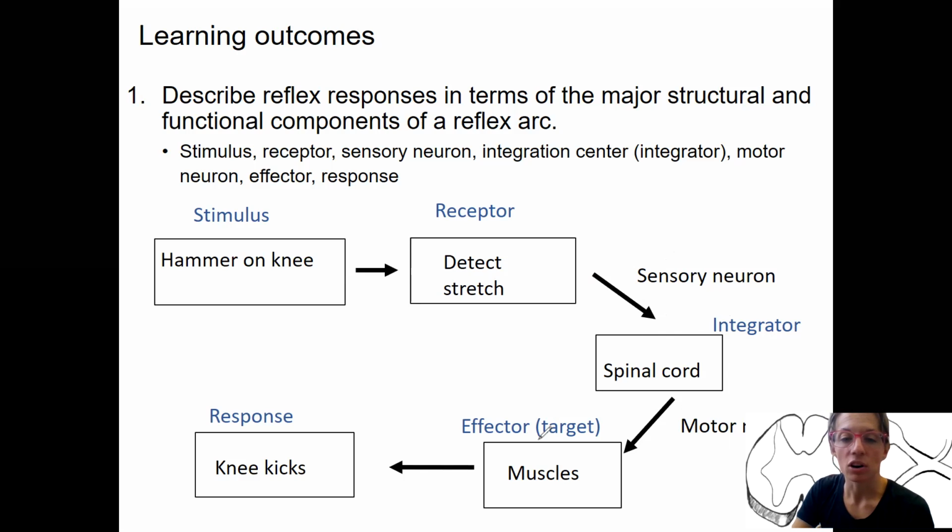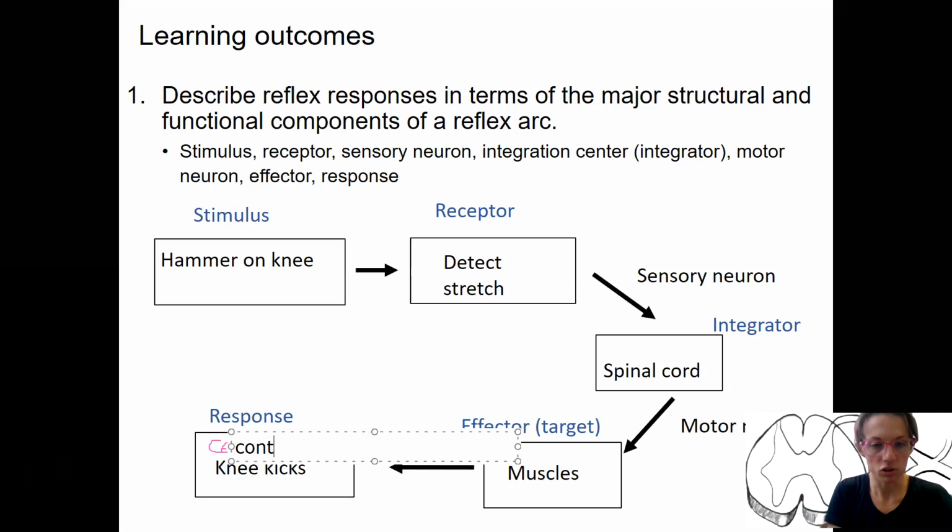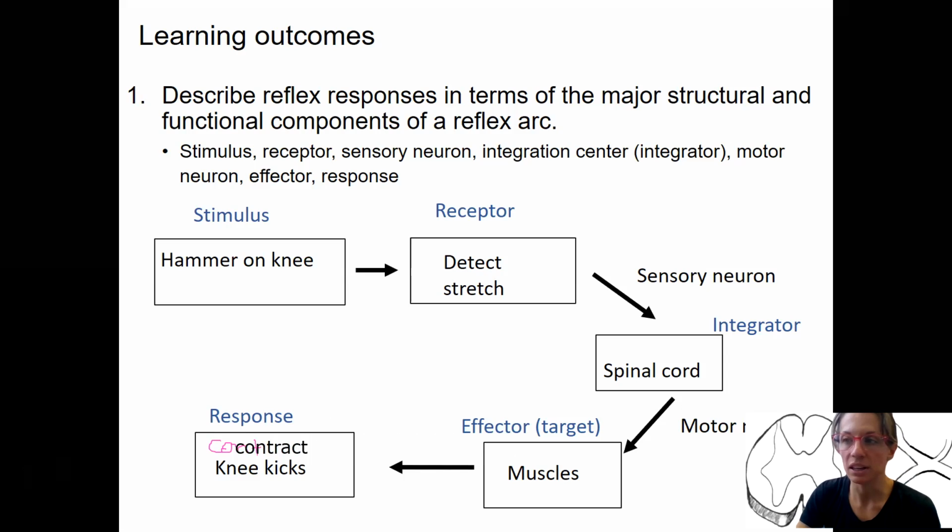That's going to then target the muscles, specifically in this case, the quadricep muscles, that are going to contract. I actually should have that here. Contract, which is going to allow the knee to kick. Let's just type that in here. So contract is what the muscles are going to do to allow the knee to kick. So this is your reflex pathway here.